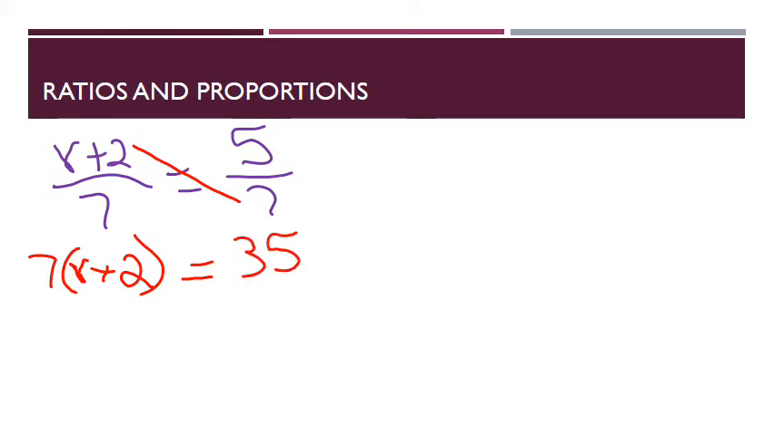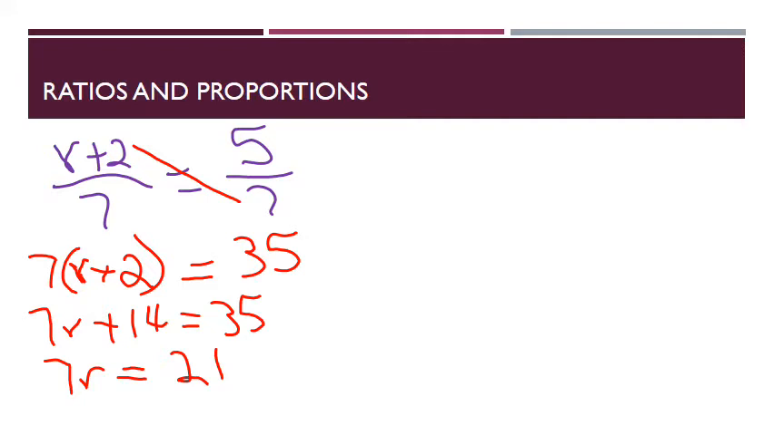Okay, so let's do our distribution. Now I've got 7r plus 14 equals 35. Now I'm going to have to subtract 14 from both sides, which is going to cancel out on the left and just leave me with 7r equals 35 minus 14, which gives me 21. I'm going to divide both sides of the equation by 7, and r is equal to 3. Now, if I plug that 3 back in for r up here at the top, 3 plus 2 equals 5. 5 over 7 equals 5 over 7. Hey, we solved it. It's correct.